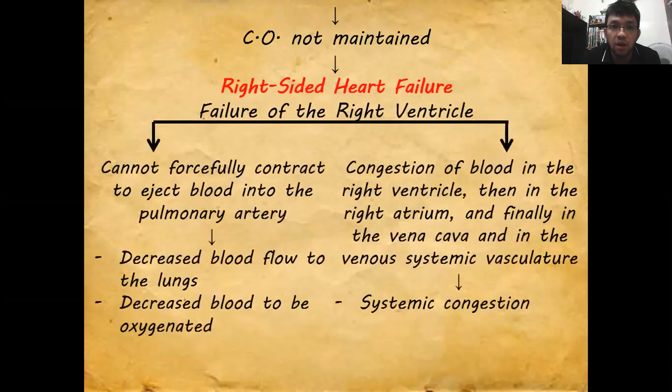Now we go to right-sided heart failure. Since the heart or the right ventricle cannot forcefully contract, it will no longer eject blood into the pulmonary artery. Tendency is to have decreased blood flow to the lungs and decreased blood to be oxygenated, since the lungs is the one giving oxygen to our blood. And also, there will be congestion of the blood in the right ventricle, right atrium, the vena cava, and the venous systemic vasculature. This now will lead to systemic congestion.